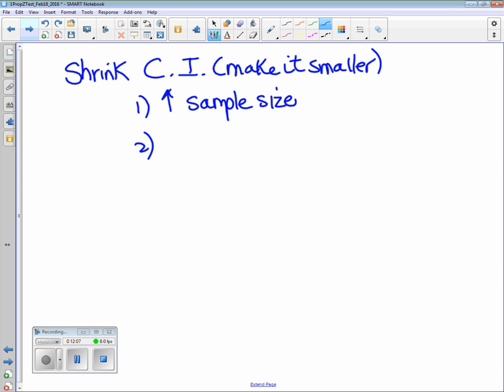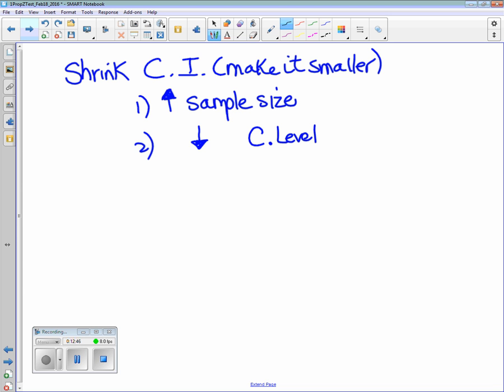What else will make the confidence interval more narrow? Something to do with the confidence level. Am I going to increase my confidence, or am I going to decrease my confidence to make my interval more narrow? Decrease it. The less confident I am, the more narrow it's going to be. Okay?